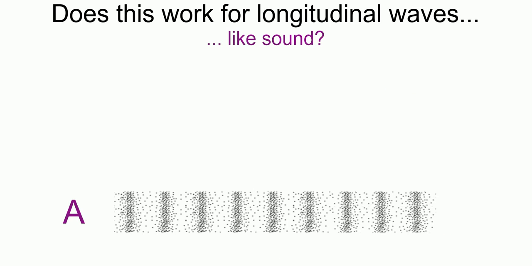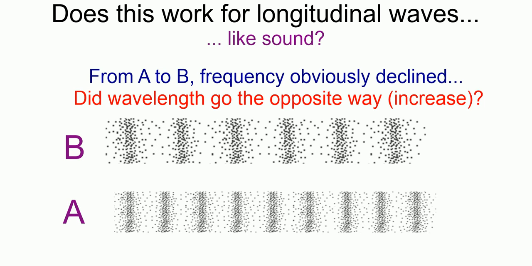So, wait a minute. Does this work for longitudinal waves also? Let's see. Here's A. What are we changing to B? Didn't we go high frequency to low frequency? Yes, from A to B, frequency obviously declined. Fewer waves here and more waves here. Did wavelength go in the opposite direction also? So if frequency from here to here declined, wavelength should get bigger, shouldn't it?